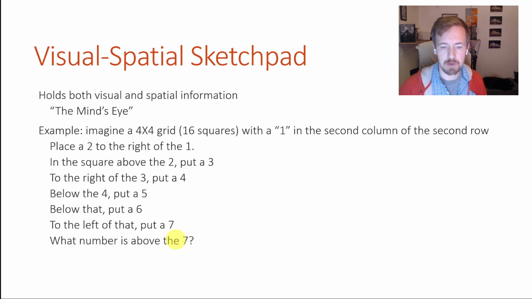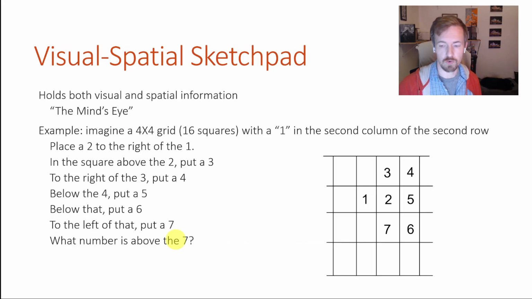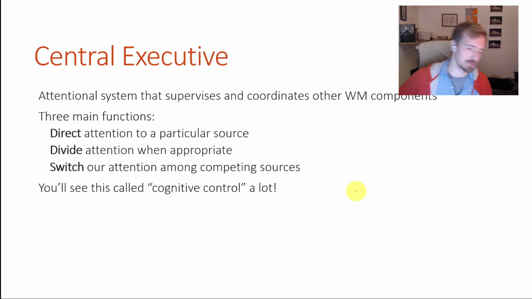If you came up with that answer, and you correctly identified that as the number 2, then congratulations, you used the Visual Spatial Sketchpad. So in order to do this task, someone has to store this information very briefly in their mind's eye, or in the Visual Spatial Sketchpad. You came up with a 1, then you imagine a 2, then you imagine a 3, a 4, a 5, a 6, a 7, and then you had to hold all of that in your short-term memory. And when I ask what number is above 7, if you were able to answer it, it's because you were storing that successfully in working memory.